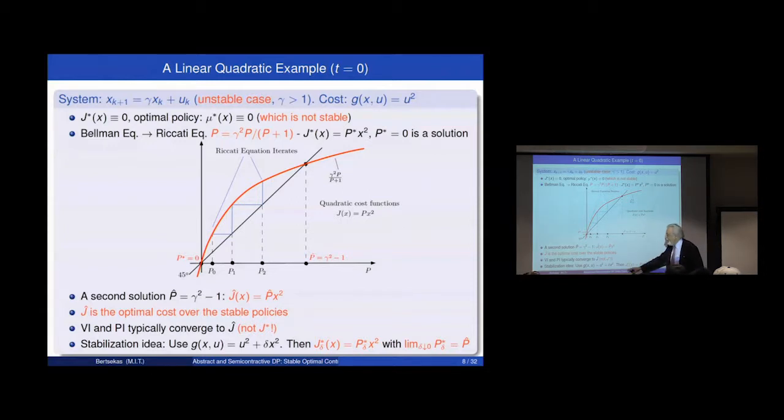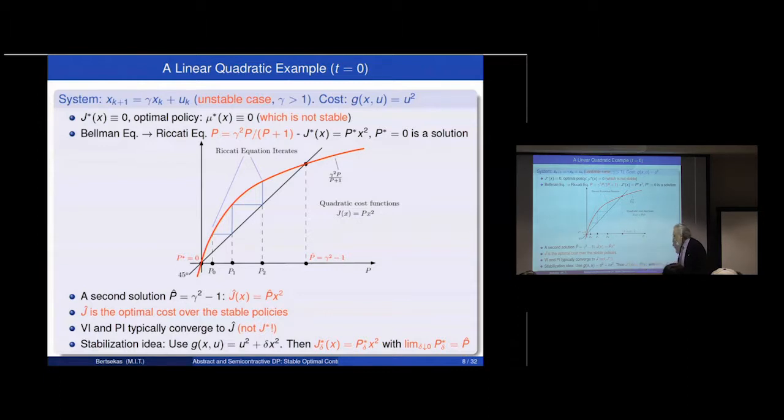Then, for every delta, there is a corresponding problem whose optimal cost function is J star of delta, and it has this form here, with P star of delta being the solution of the Riccati equation corresponding to this delta. There's another plus delta over here, and it turns out that there's a unique solution in that case, because here the classical observability and controllability conditions of Kalman's are satisfied.